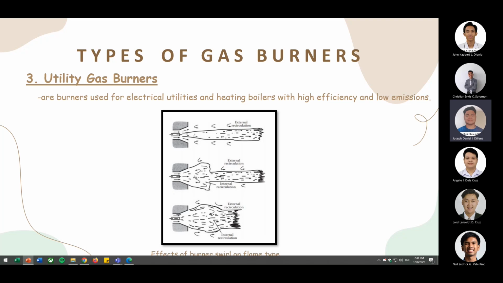shows only external recirculation and no swirl. The flame is a long jet in shape. Next, the two other figures show medium to high swirl. It creates internal recirculation where the flue gas is mixed in high volume but still keeps the flame in a stable shape.